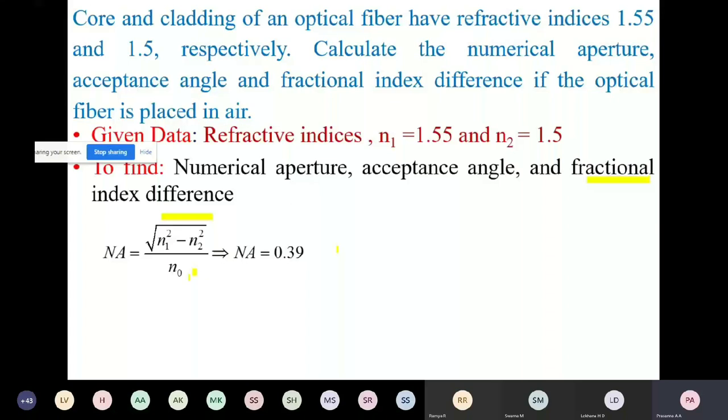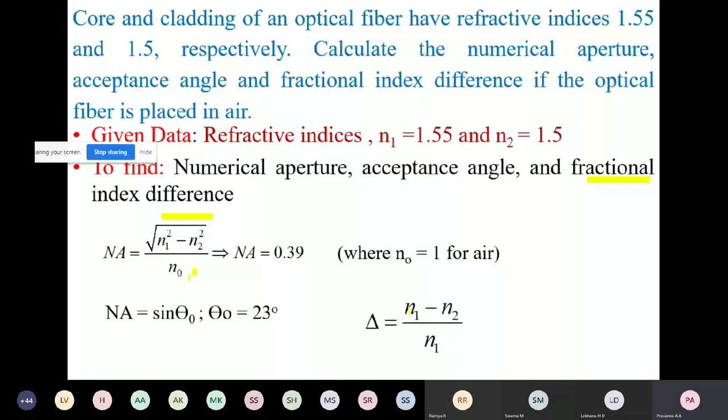And then acceptance angle. You can use this equation. Sin theta naught is the numerical aperture. So theta naught is sine inverse of 0.39, that gives you 23 degree. And fractional index change is n1 minus n2 by n1. This is the equation for that refractive index change. n1, n2, n1, everything is here. Substitute and get the answer, 0.032.